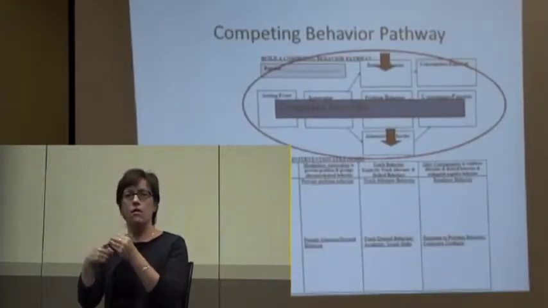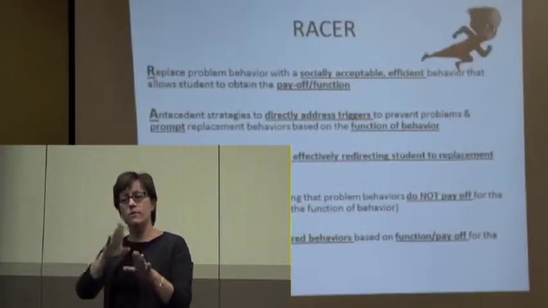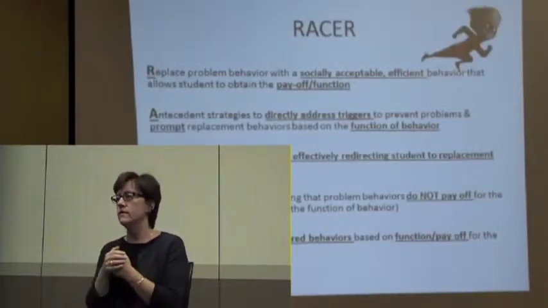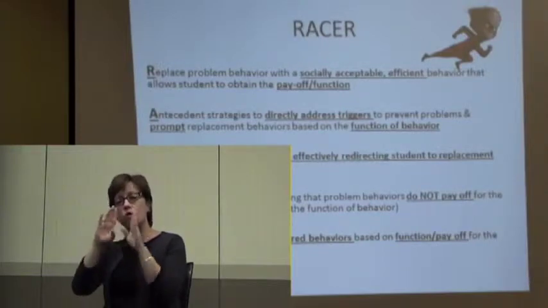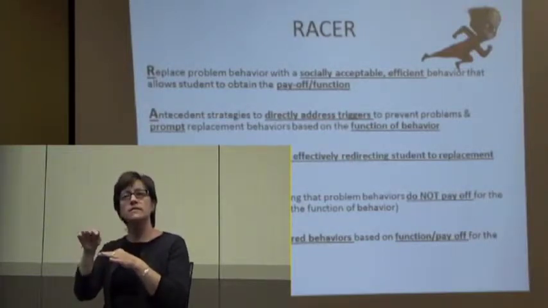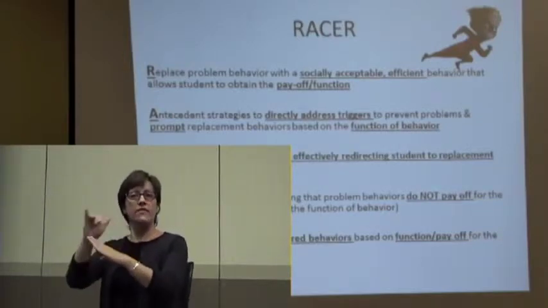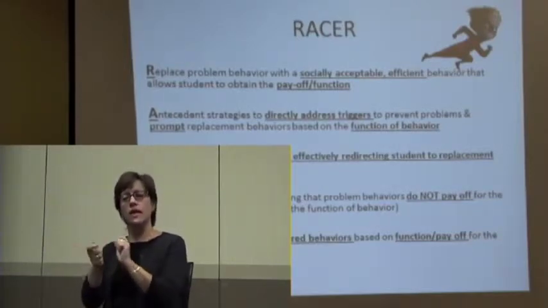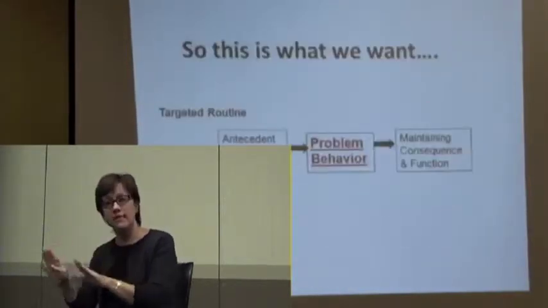So we use that completed FBA again to inform our behavior support plan. So here's where RACER comes into play. Okay, and we teach the idea that we're going to focus on replacing the problem behavior first. We're going to come up with strategies to prevent the problem behavior, ways to correct, extinguish, and of course reinforce expected behavior. So we start with the replacement.